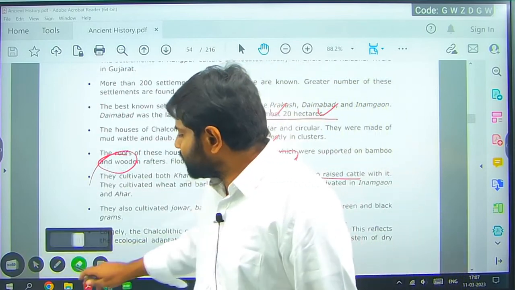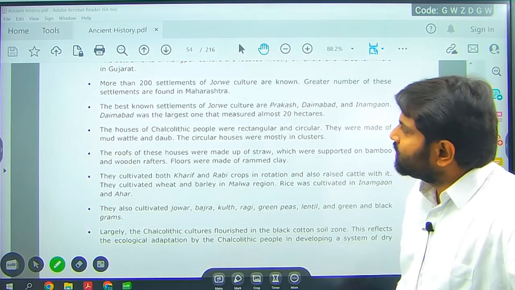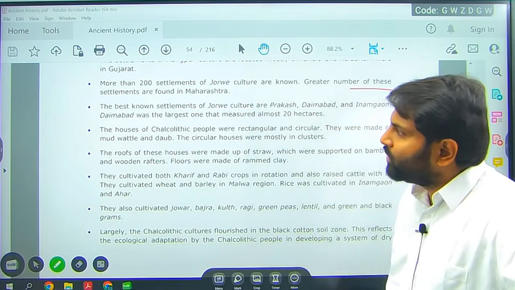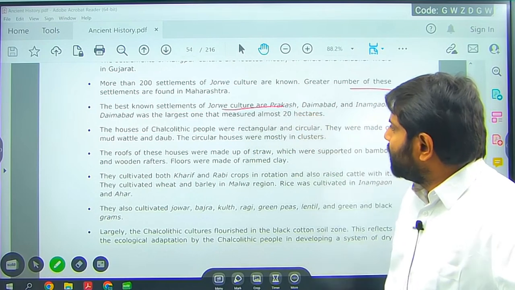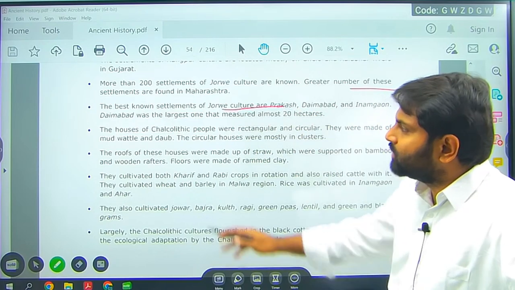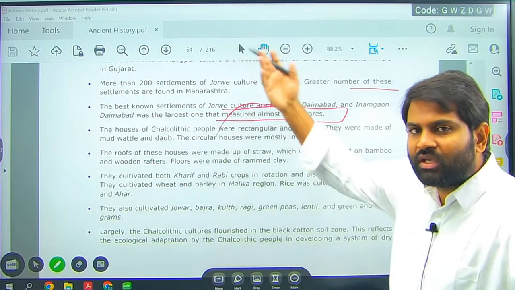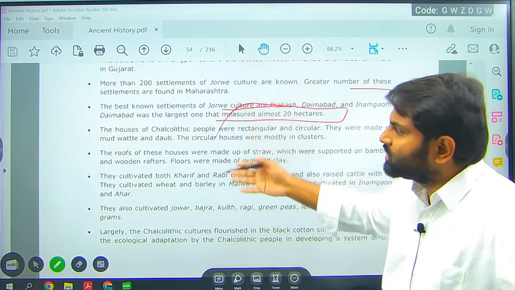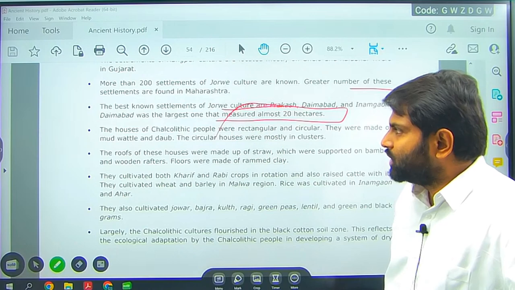If you talk about Jorwe culture, another Chalcolithic culture, more than 200 settlements are known. A greater number of these settlements are found in Maharashtra. The best known settlements of Jorwe culture are Prakash, Daimabad and Inamgaon. Daimabad was one of the largest, almost 20 hectares. Kayatha culture is very small when compared to Ahar culture, and these cultures are very broad.